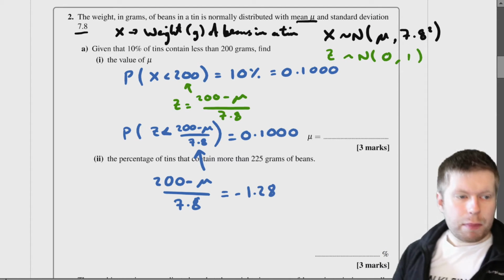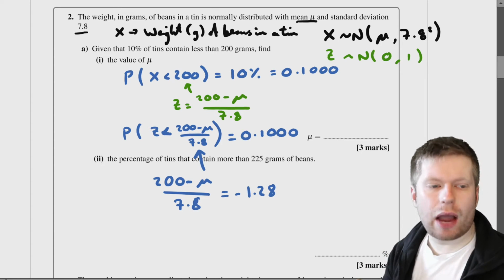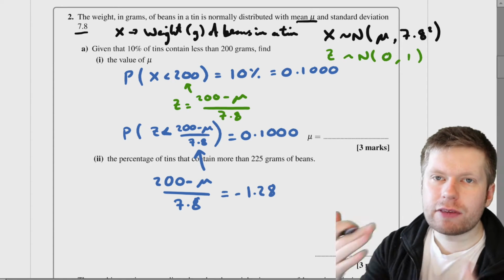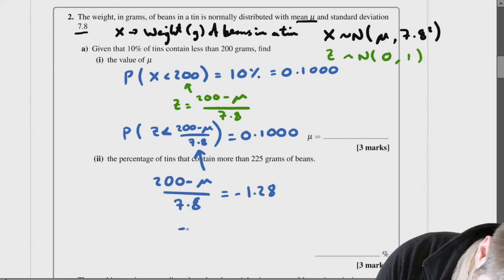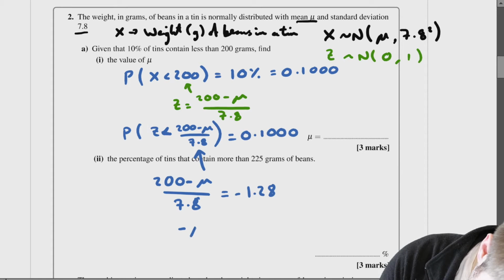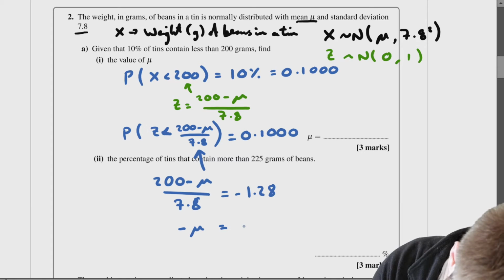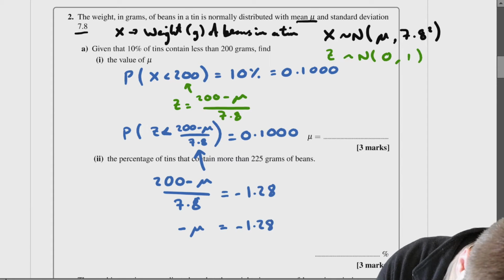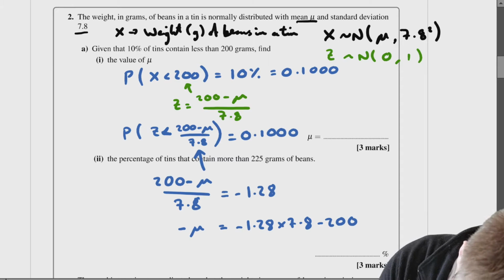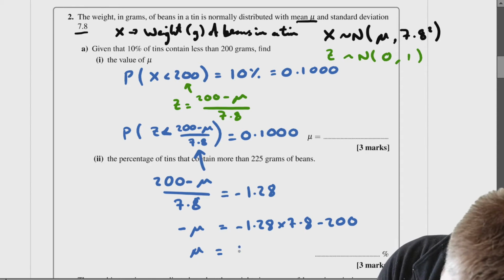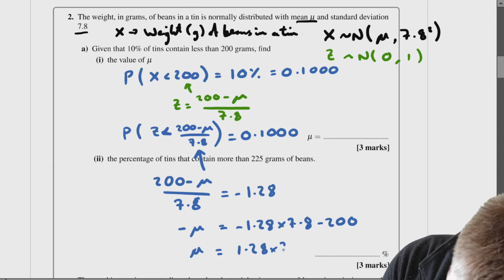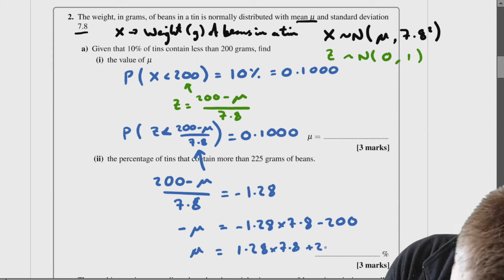So now I'm in a position where I can actually calculate what my mu is, okay? I just have to solve this equation. So I should be able to times both sides by 7.8 and take away my 200 to get negative mu is negative 1.28 times 7.8, take away 200, which means if I just want mu, I'm going to have to multiply everything by negative 1. So it'll just be 1.28 times 7.8, add 200.